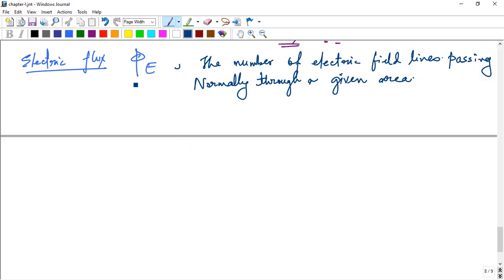Given an area, that's the electric flux. So flux phi is equal to E dot A. Flux is a scalar quantity, that's E dot A. So finally we get it, that is equal to EA cos theta. Theta is the angle between E and A. A is the area vector.